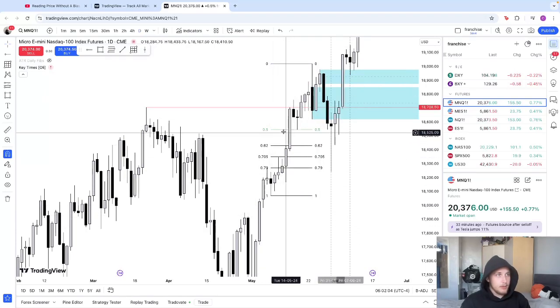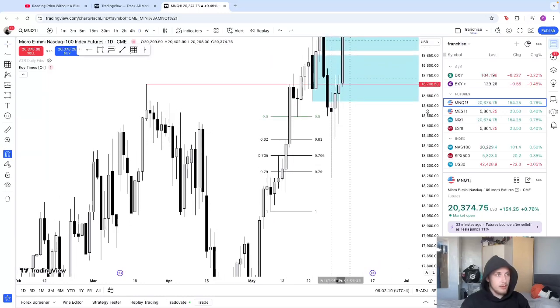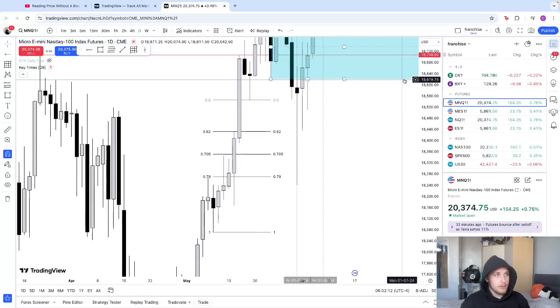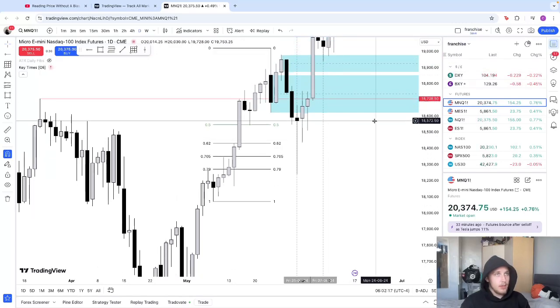So you'd be watching this price point. Got a nice fair value gap that lines up with 0.5 and 0.62. That literally couldn't get any more perfect.